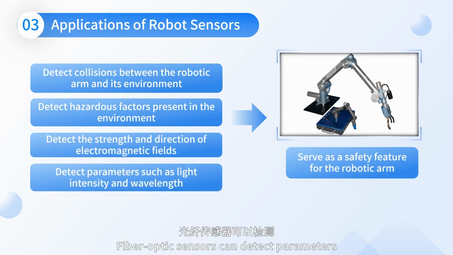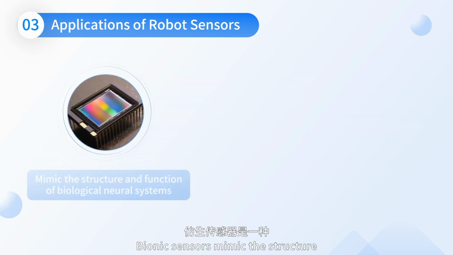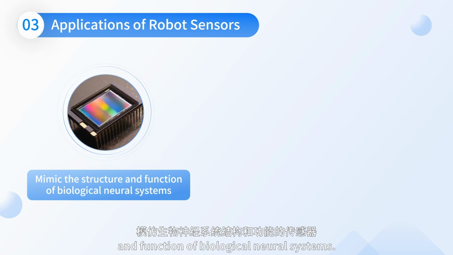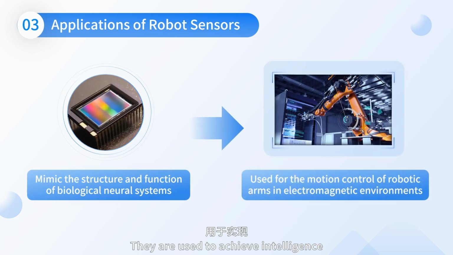Fiber optic sensors can detect parameters such as light intensity and wavelength, used for the motion control of robotic arms in optical environments. Bionic sensors mimic the structure and function of biological neural systems. They are used to achieve intelligence in robotic arms.